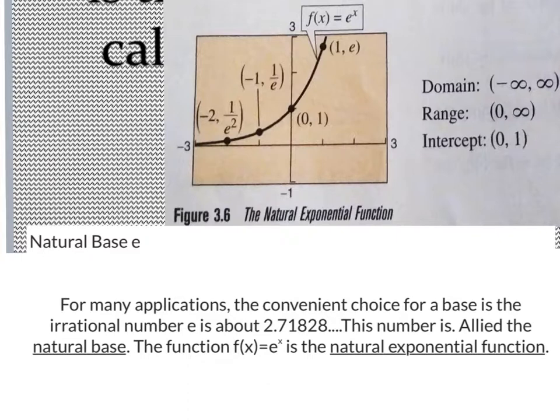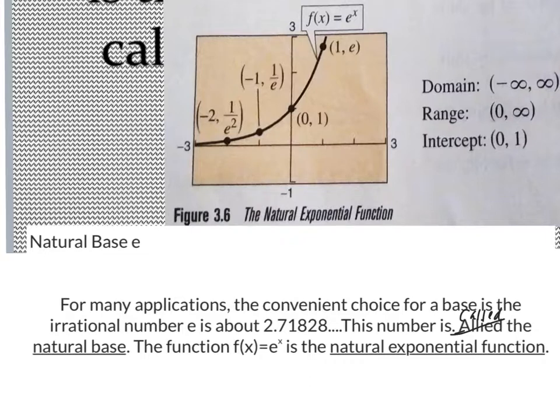In many applications, the convenient choice for a base is the irrational number e, which is about 2.71828 with a whole lot of numbers after that. This number is called, let me edit that, it's called the natural base.